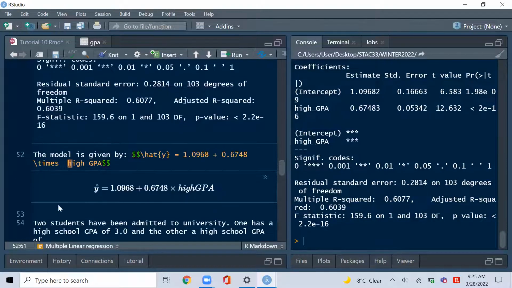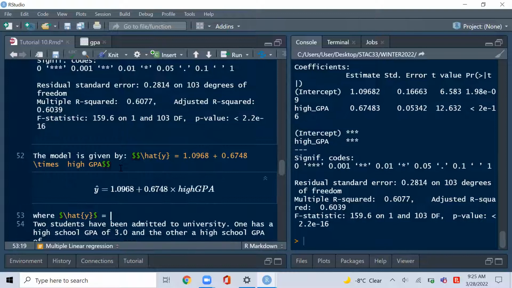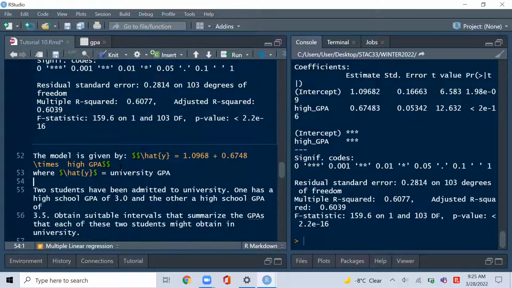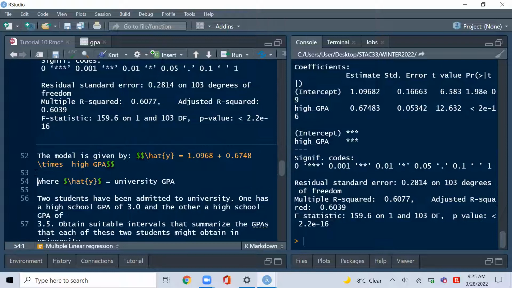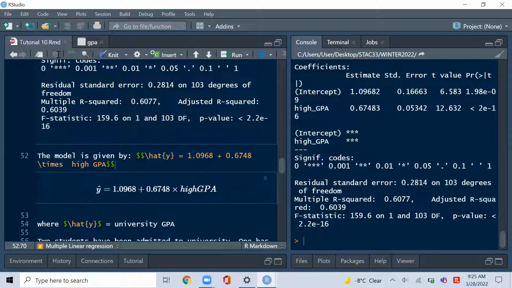It's not true. And I'll just put here that for this y hat equals university GPA. Right, so it's actually an estimate. So you have to make sure you note that it's an estimate, right? And in fact, it's an estimate of the mean. So this is actually looking at the mean change in your high school GPA.